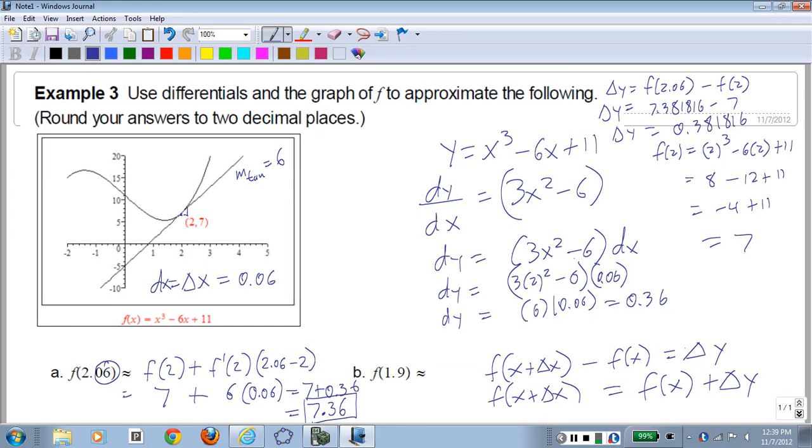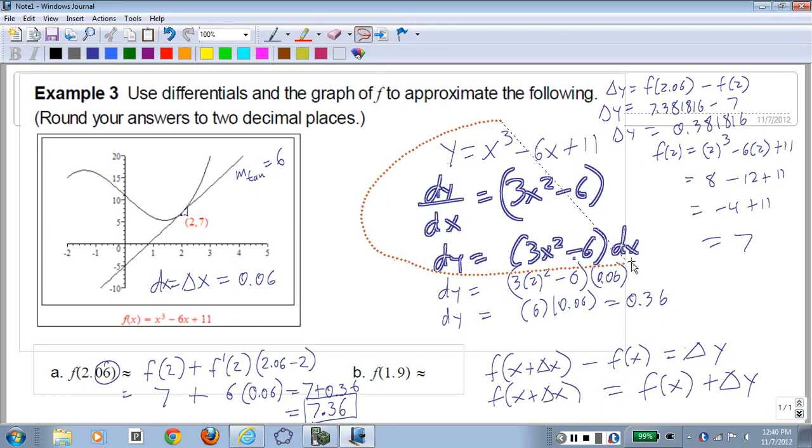Let's try it with the f of 1.9. And here's my thinking with this one. I kind of looked at this one two different ways. So let's try it just the one way, just with the dy for the f of 1.9 to see what we get. So I need to copy a little bit of this and then scoot to the next page.